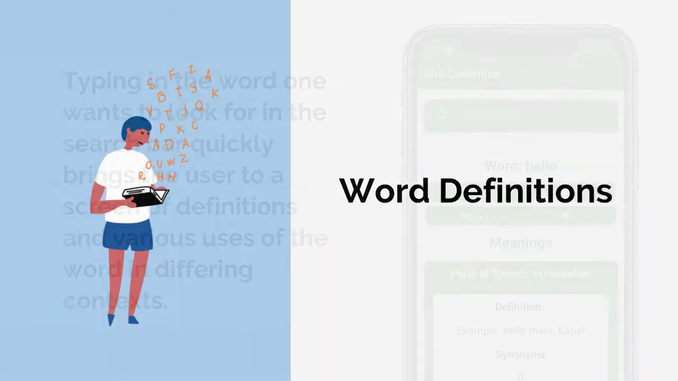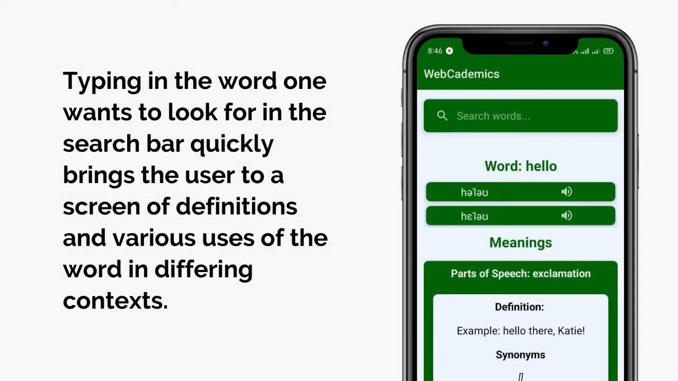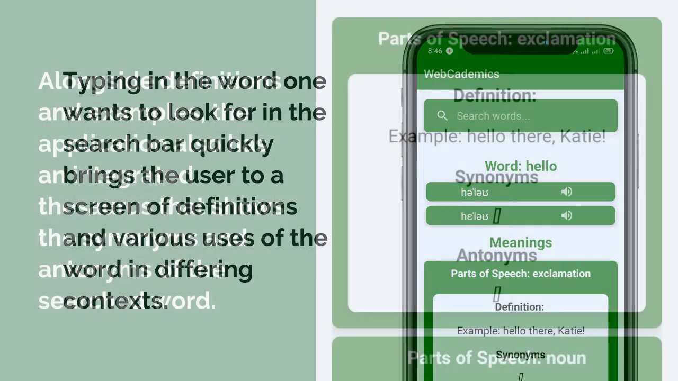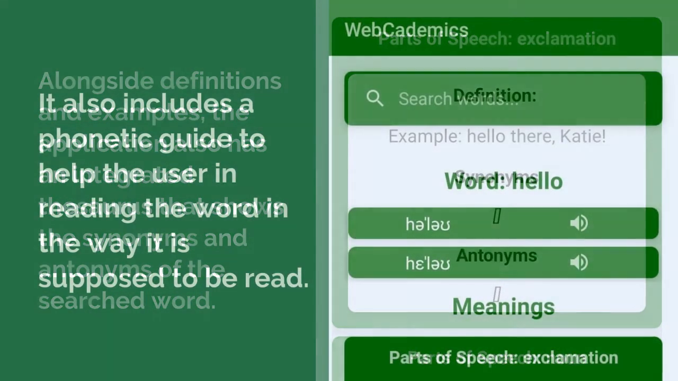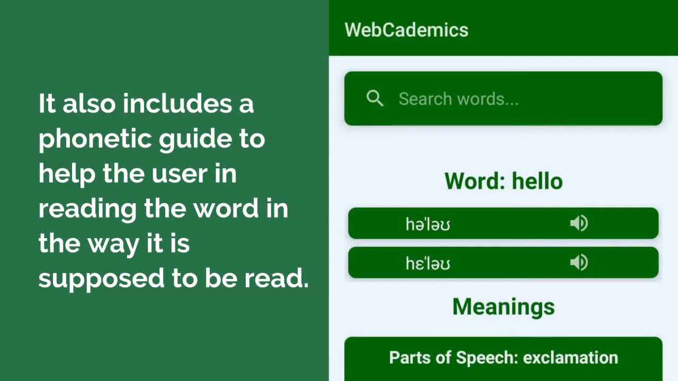First off, word definitions. Typing in the word one wants to look for in the search bar quickly brings the user to a screen of definitions and various uses of the word in differing contexts. Alongside definitions and examples, the application also has an integrated thesaurus that shows the synonyms and antonyms of the searched word. It also includes a phonetic guide to help the user in reading the word in the way it is supposed to be read.